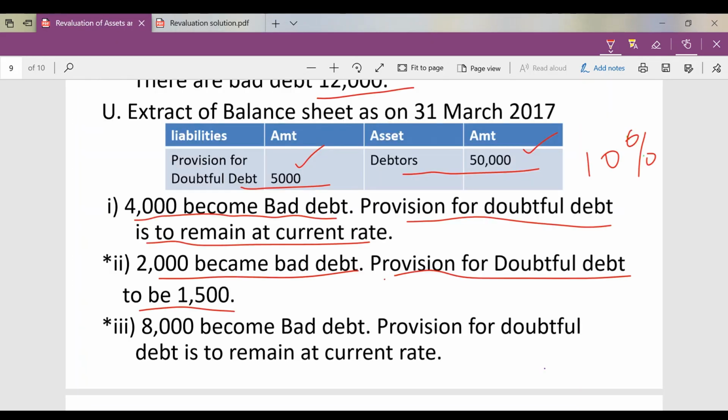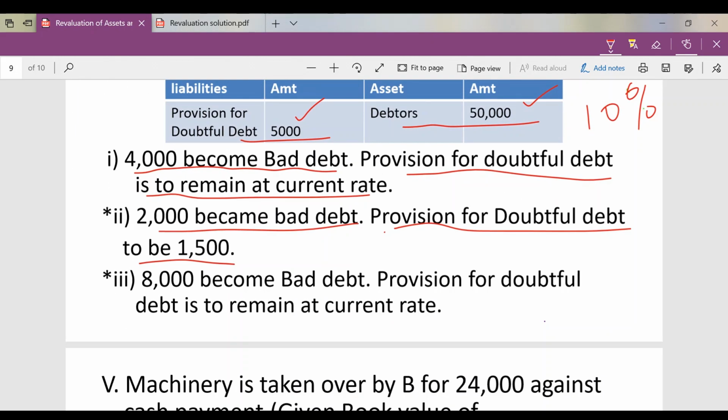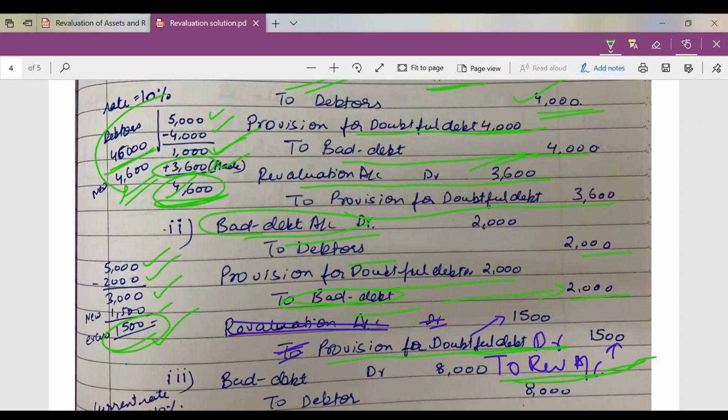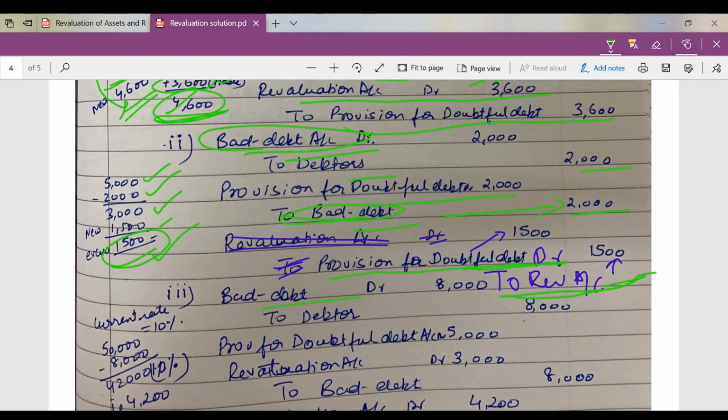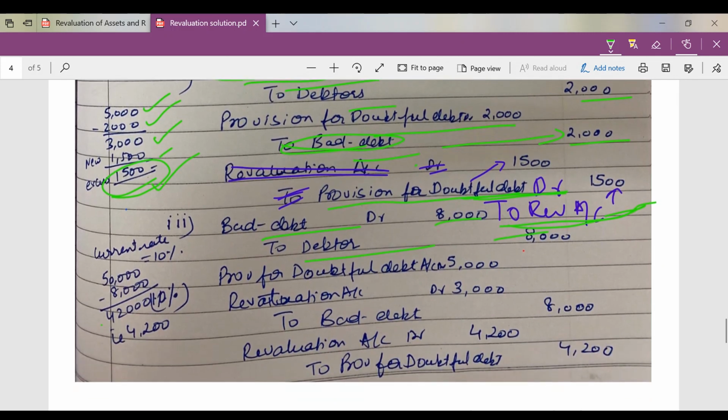Next, coming to the third case, 8,000 become bad debt and a provision for doubtful debt is to be made at the current rate only. So the current rate is 10%, I can see, right? Now what do I do over here? First, make the entry: bad debt to debtors 8,000. Second entry would be provision has to be used to write it off. The provision is 5,000 and I have 8,000 over here. So I can't write off beyond 5,000 from the provision. So I take it from revaluation. So revaluation will be debited by 3,000, the difference.